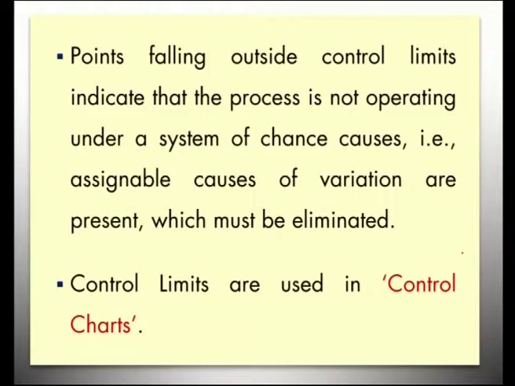Points falling outside control limits indicate the process is not operating under a system of chance causes, that is, assignable causes of variations are present and must be eliminated. So, control limits are used in control charts.